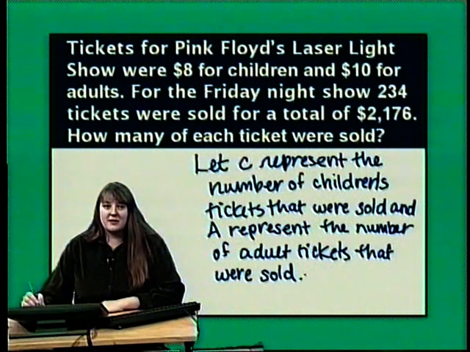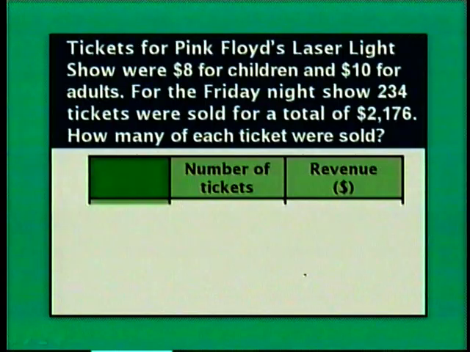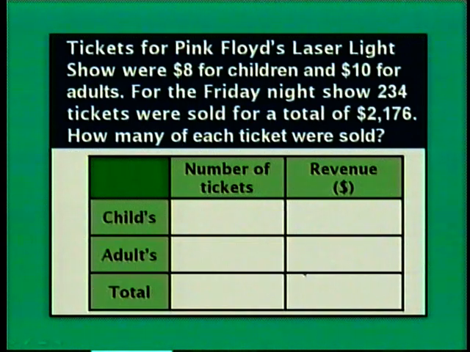Now I need to come up with a system of equations. Sometimes it's helpful to use a table to write our system of equations. In this table, I have a column for number of tickets and a column for revenue. My rows are having to do with the child's tickets, the adult's tickets, and the totals.